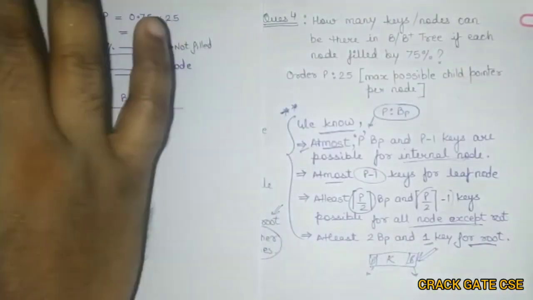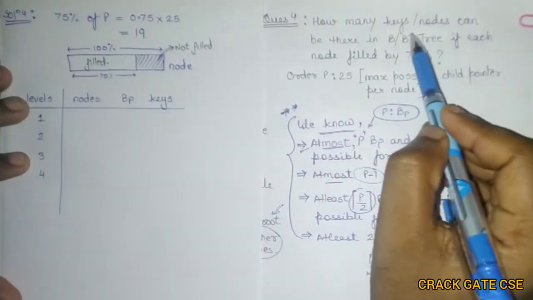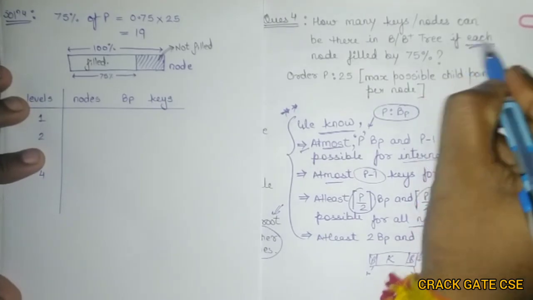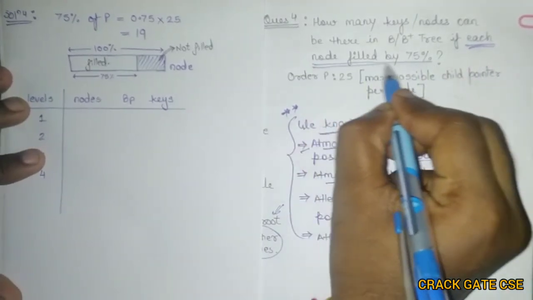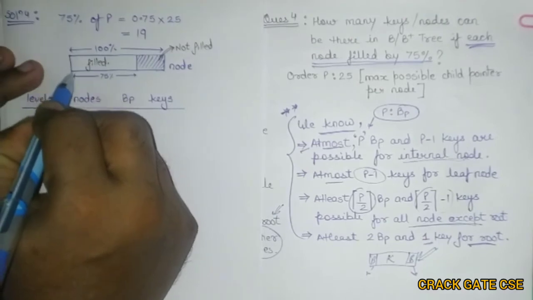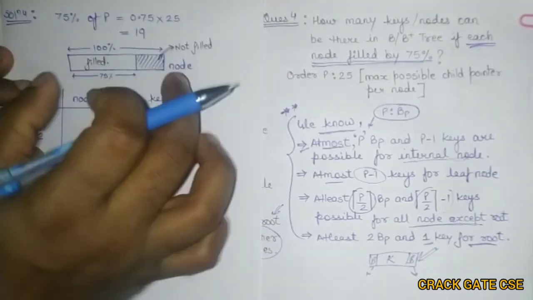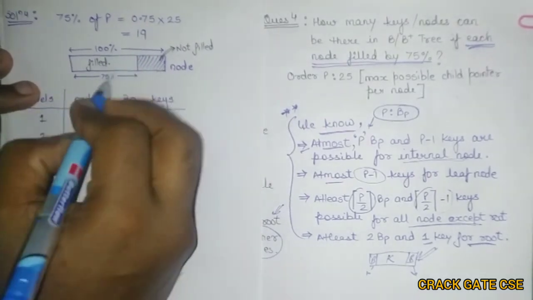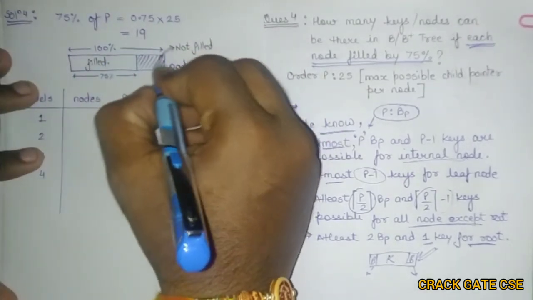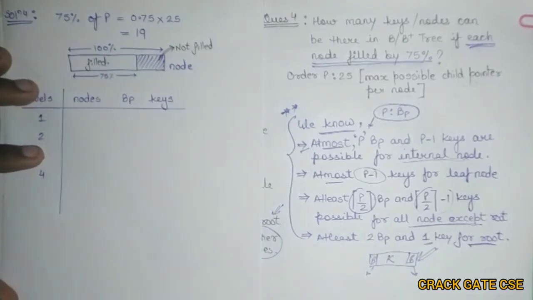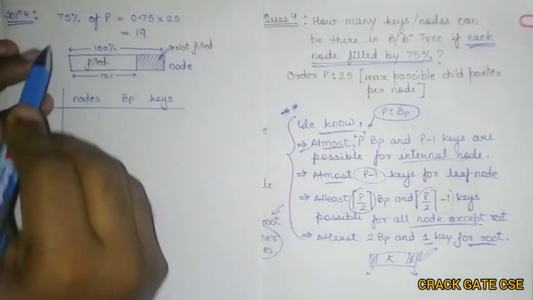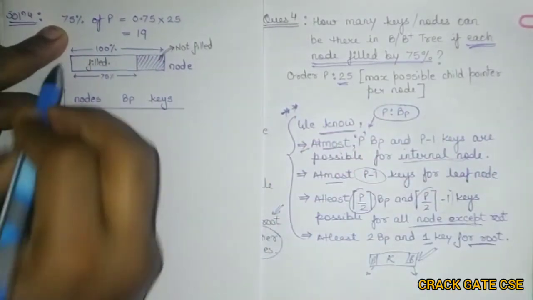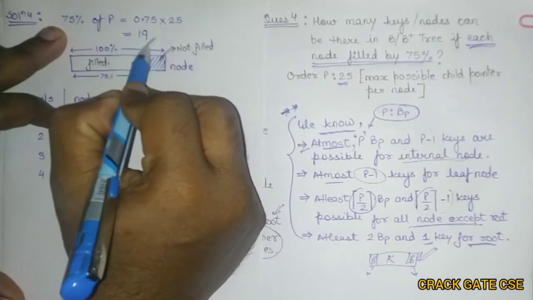So let's understand the question first. How many keys or nodes can be there in a B or B plus tree if each node is filled by 75%? So we know that this is a particular node. Let's say this is a particular node and this is 100%. And if it is filled by 75%, so this 75% is filled and this 25% is not filled, right? So first of all, we have to find out the 75% of P. So P is given as 25.